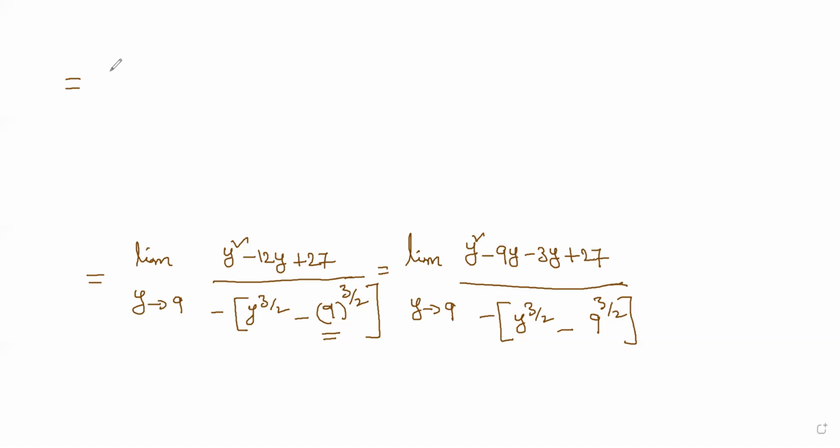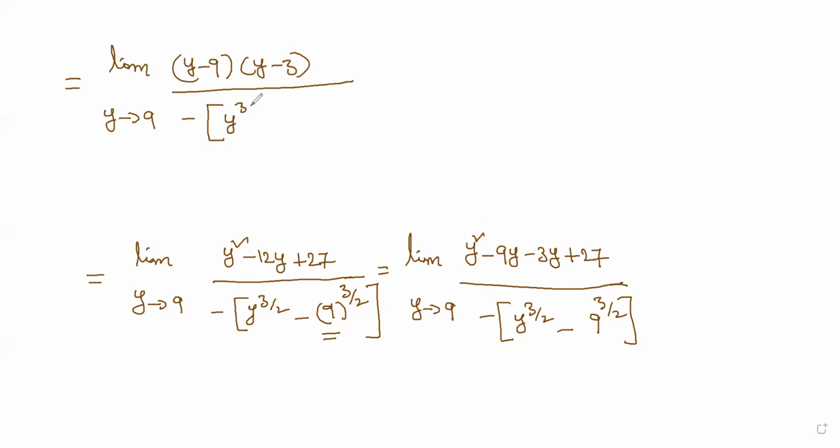The amount of time you spend matters, all these things. So you have the limit y tends to 9. You can factor it like y minus 9 into y minus 3. On the denominator, you have y power 3 by 2 minus 9 power 3 by 2.